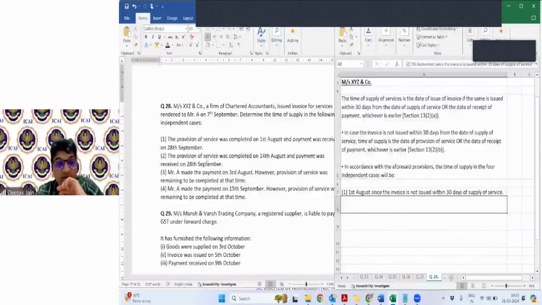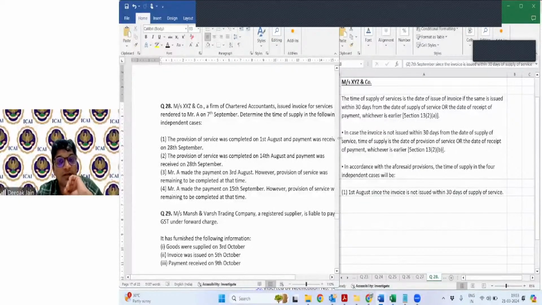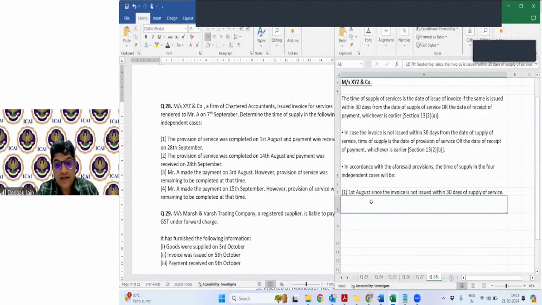Second case is provision of service was completed on 14th August and the payment was received on 28th September. Since in this case, you have completed the service on 14th August and raised the invoice within 30 days, time of supply is raising of invoice or receipt of payment, whichever is earlier. 7th September is the correct answer.